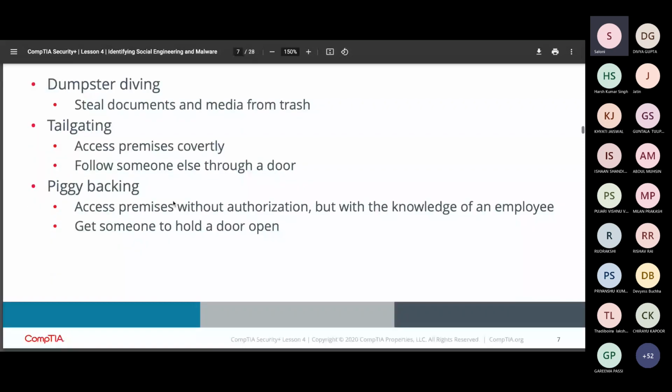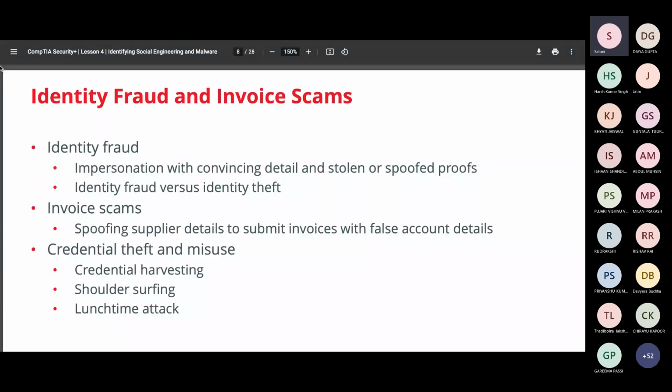Then we have identity fraud and invoice scams. Now what is identity fraud? This is also a form of impersonation. It's a specific type of impersonation where someone is trying to be someone else. So identity fraud is happening there. You are using someone else's identity, right? Where the attacker uses specific details of someone's identity. So this is basically impersonation with some convincing detail and stolen or spoofed proofs.